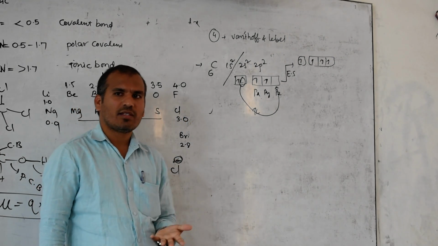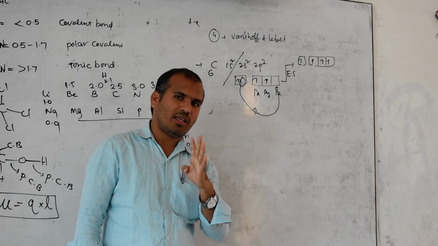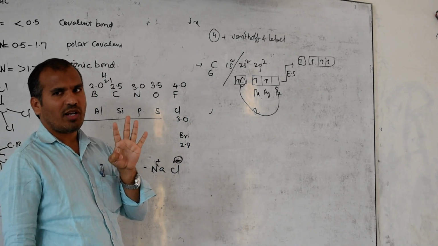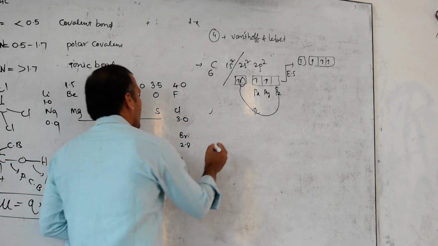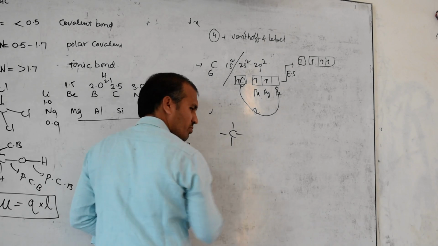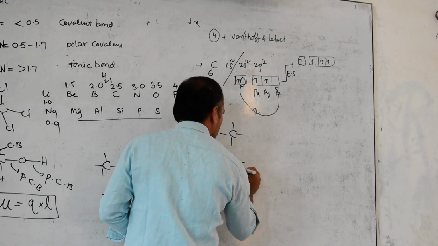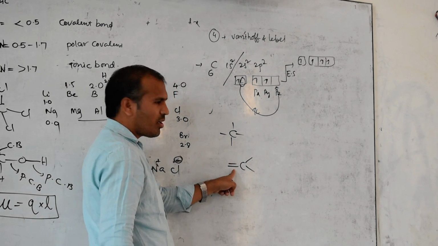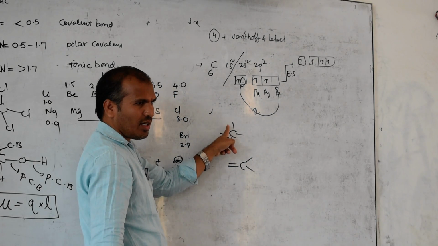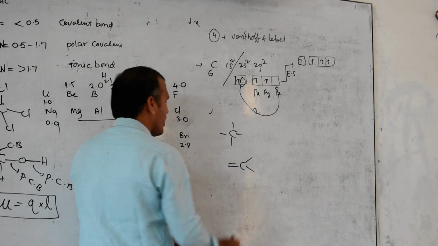When you are drawing any structure of carbon, always keep in mind that it should satisfy the carbon valency. Now we know the carbon valency is 4. Now this can be written like this also. This is a double bonded compound, this is a single bonded compound. It means this is alkane type, this is alkene type.